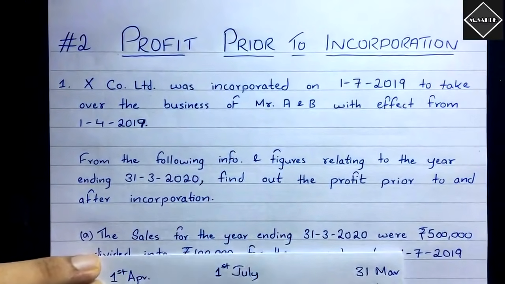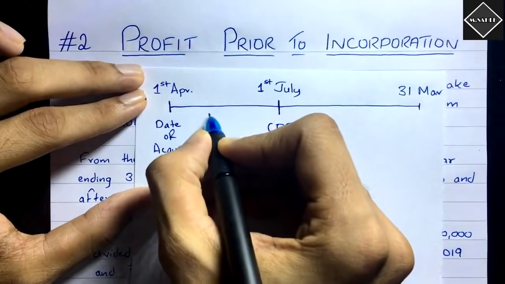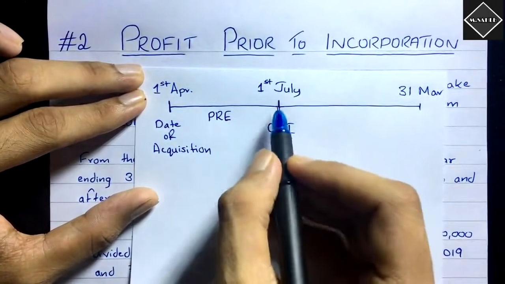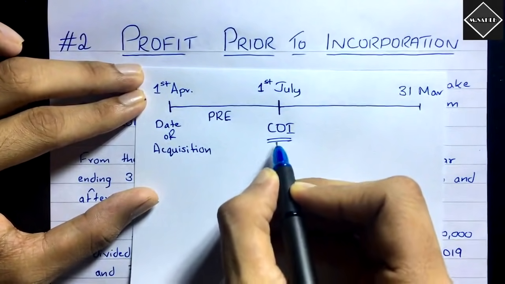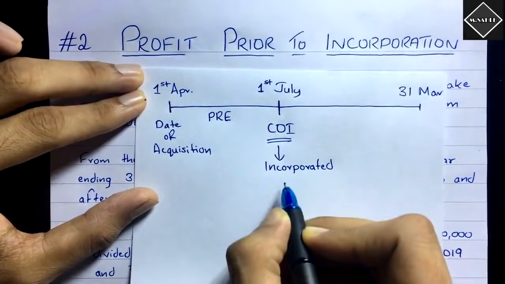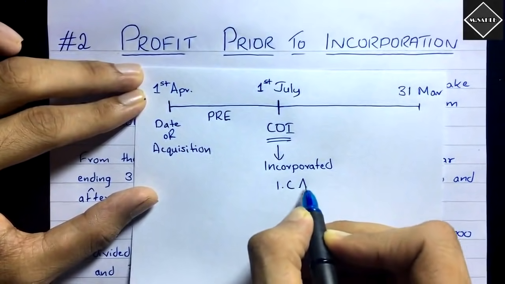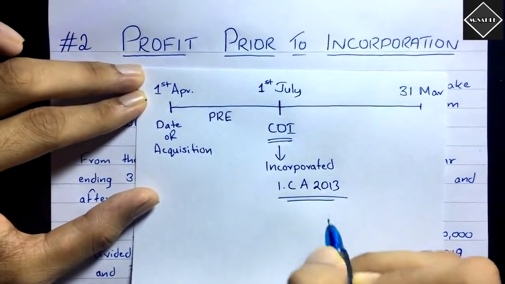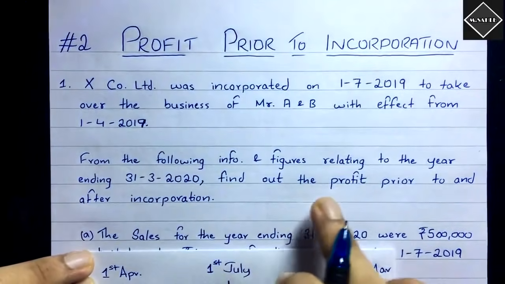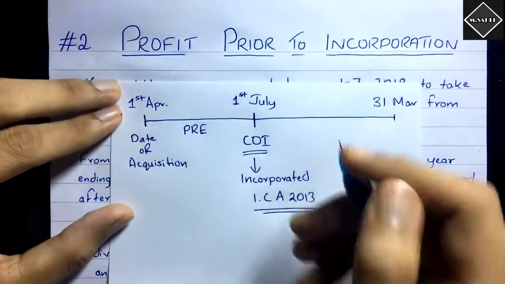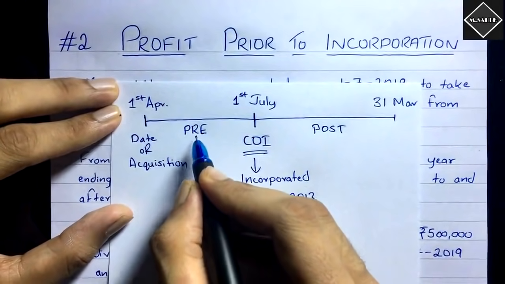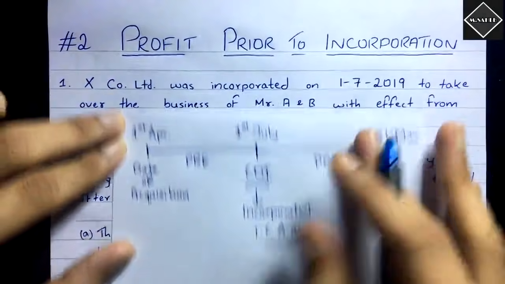Now here we have to find how much profit was earned in the pre-period, that is the period before the company was incorporated. This is the date of getting the certificate of incorporation, right? On this date the company became incorporated under the Indian Companies Act 2013. So we have to find the profit prior to and after incorporation. After means post incorporation. We have to find how much profit was earned in the pre-period and how much profit was earned in the post-period. Okay, and then what happened?